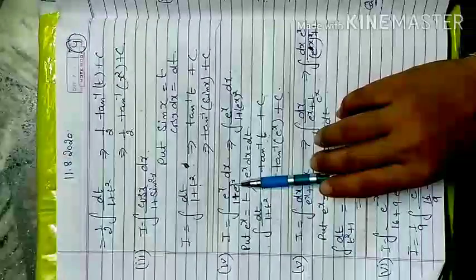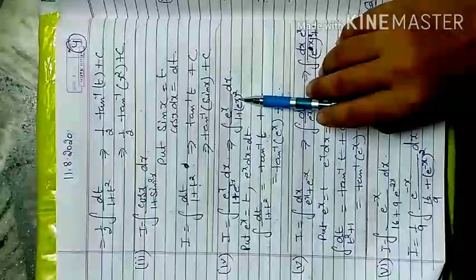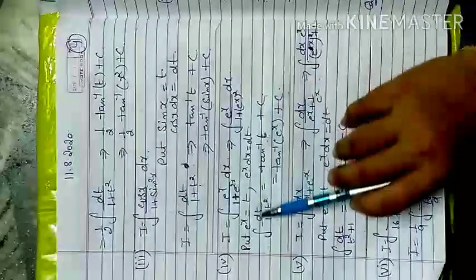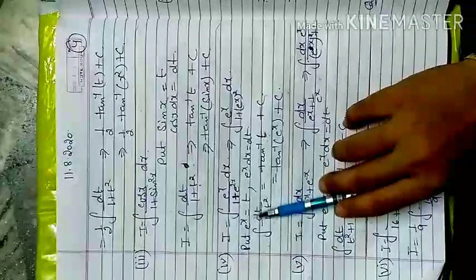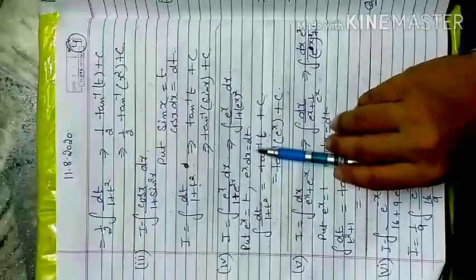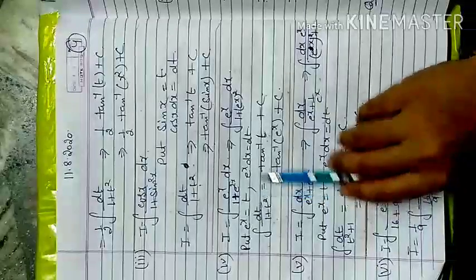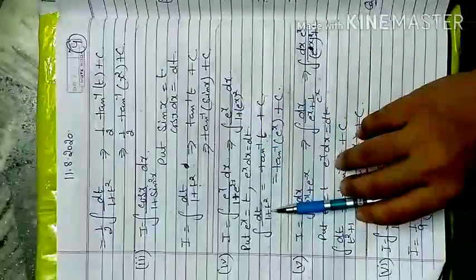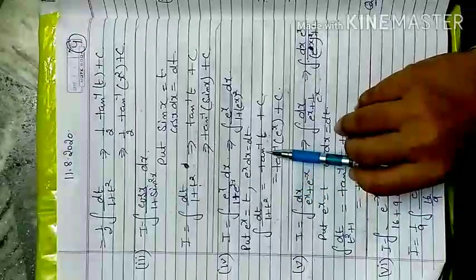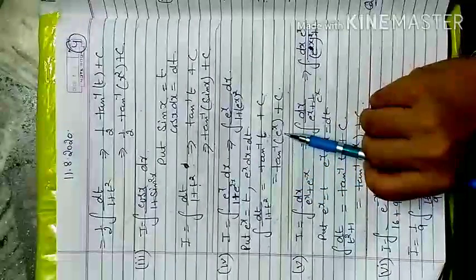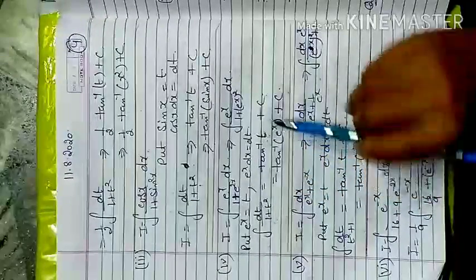Now here e raised to power x upon 1 plus e raised to power 2x. I can also write e raised to power 2x as e raised to power x whole square. Now I consider e raised to power x is equal to t. Differentiation of this is e raised to power x dx is equal to dt. The numerator merges up into dt, and I again get dt by 1 plus t square. So that is tan inverse t, then t replaces back to e raised to power x.